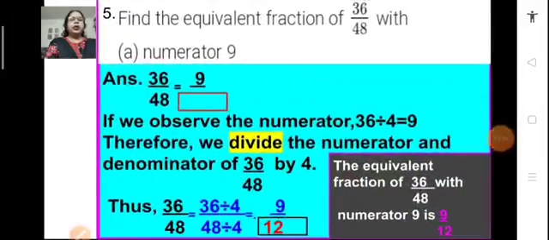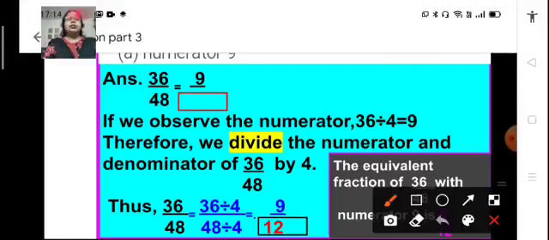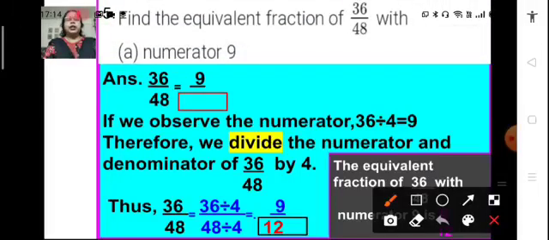Moving on to the next problem. Find equivalent fraction of 36 upon 48 with numerator 9. So how do we get numerator 9? We get it by dividing 36 by 4, isn't it? That means we have to divide the numerator and denominator of this fraction by 4. We have done this here. What do we get? We get 9 upon 12. So 9 upon 12 is the equivalent fraction of 36 upon 48 with numerator 9. So the box will be filled by the number 12.